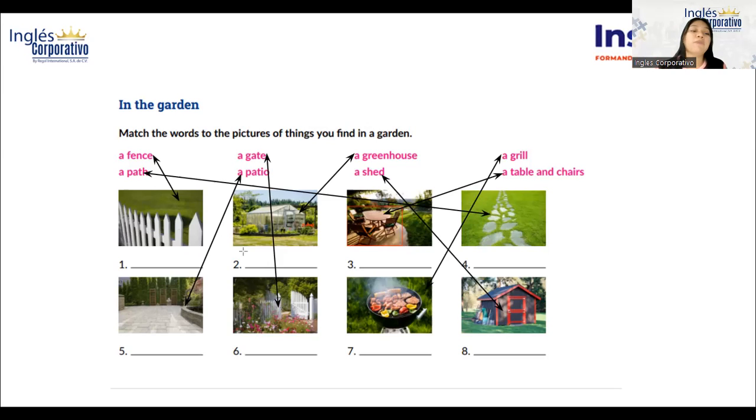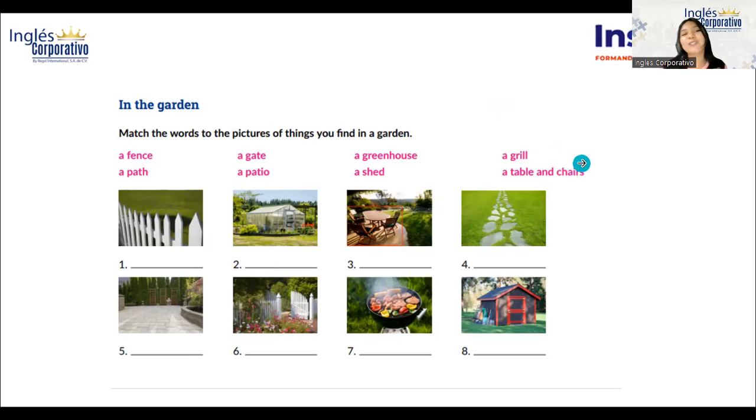All right, guys. Just for pronunciation, remember a fence, a path, a gate, a patio, greenhouse, a grill, table and chairs, excellent. Okay, chairs. Okay, yes, let's continue, okay?